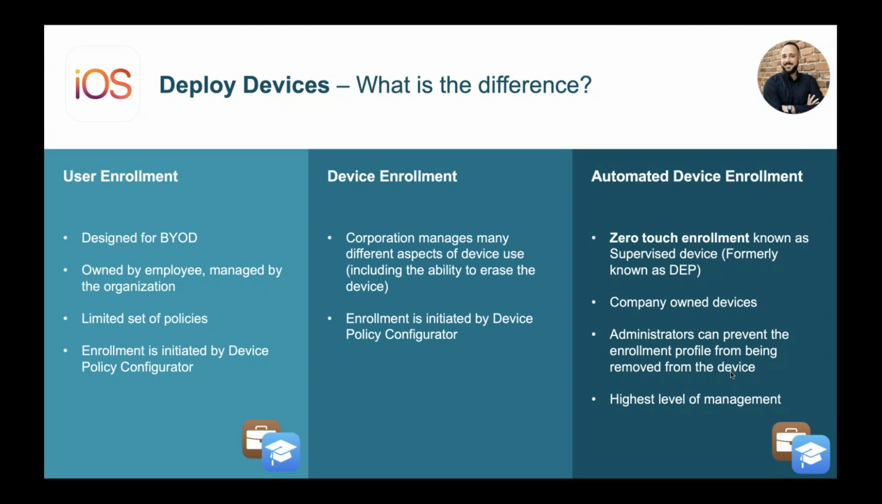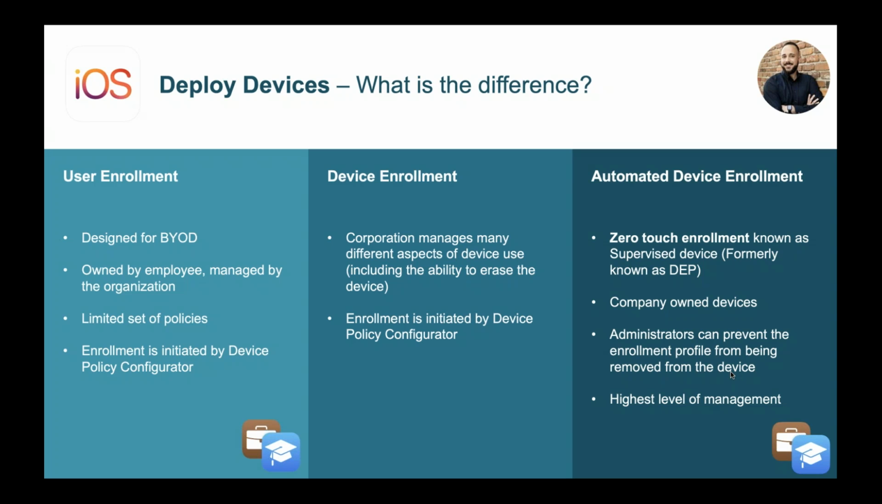is the deployment types and what the differences are, right? So again, I want to reiterate, user enrollment is designed for BYOD. It's a device that's owned by the employee, managed by the organization with a limited set of policies, with user privacy considered and top of mind, and the enrollment is initiated by the device policy configurator, i.e. in our case, Secure Hub, Workspace app, and so forth, right?